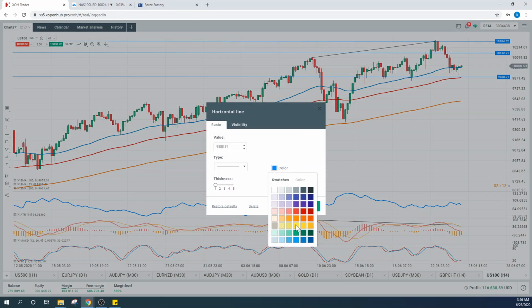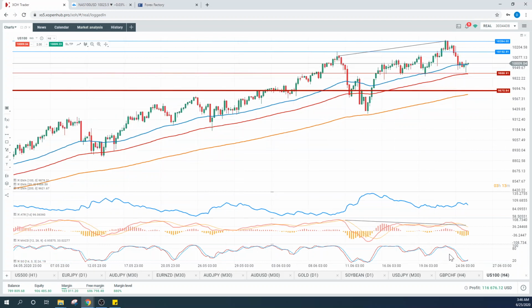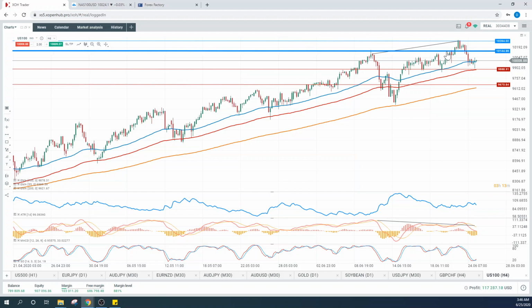I will set this level with a red color, just to make it more visible. And after the breakdown of this, we can see the price testing even 9,670. Here we can see the stochastic, it's around 20. It means we can see a rebound. However, I'm not expecting the rebound to continue strongly, somewhere around the maximum.